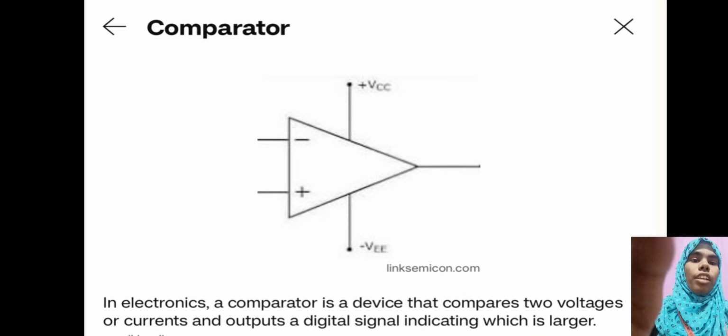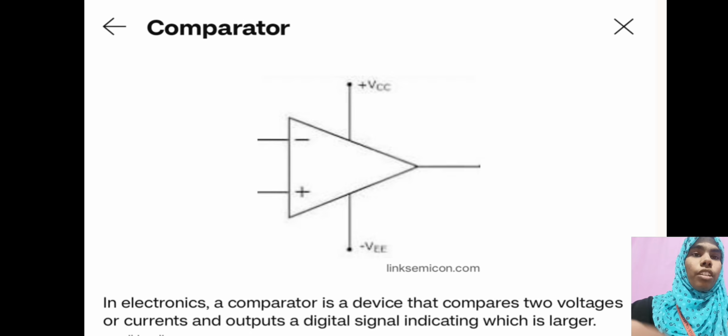Comparator. Normally, a comparator compares two inputs to see if they are greater than, less than, or equal. In electronics, a comparator is a device that compares two voltages or currents and outputs a digital signal indicating which is larger. This is a comparator.